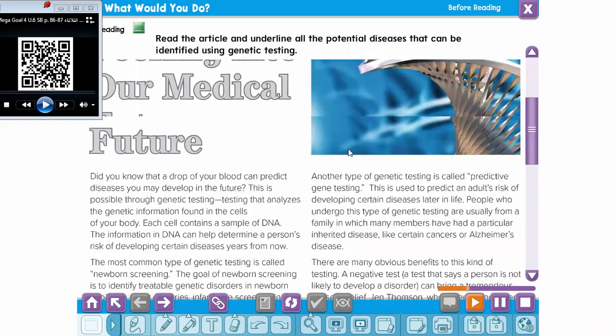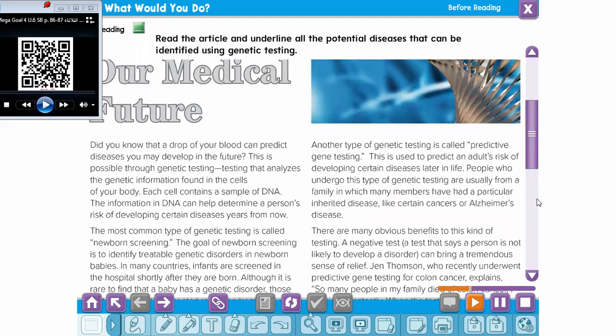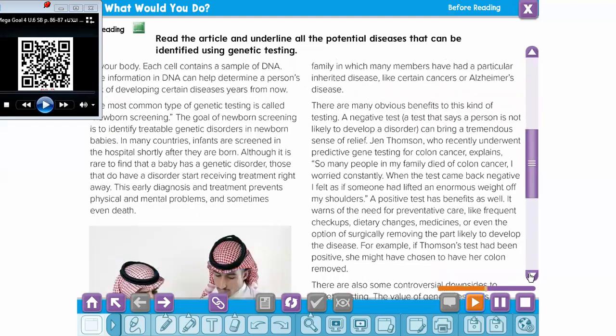Another type of genetic testing is called predictive gene testing. This is used to predict an adult's risk of developing certain diseases later in life. People who undergo this type of genetic testing are usually from a family in which many members have had a particular inherited disease, like certain cancers or Alzheimer's disease. There are many obvious benefits to this kind of testing. A negative test, a test that says a person is not likely to develop a disorder, can bring a tremendous sense of relief. Jen Thompson, who recently underwent predictive gene testing for colon cancer, explains, "So many people in my family died of colon cancer. I worried constantly. When the test came back negative, I felt as if someone had lifted an enormous weight off my shoulders."